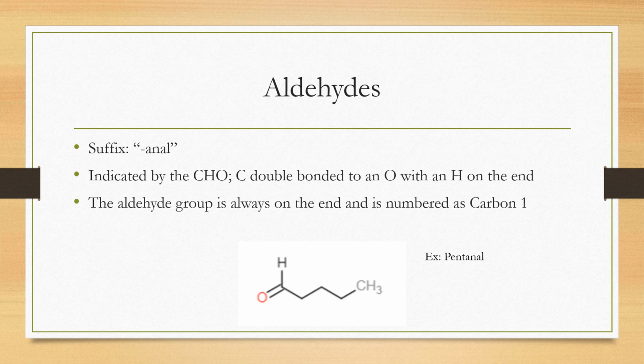Aldehydes have the CHO group on either end of the molecule. This will visually be a double bond O with a lone H attached to the carbon. Aldehyde groups will have to be on the end and will always be the beginning of the chain's numbering.